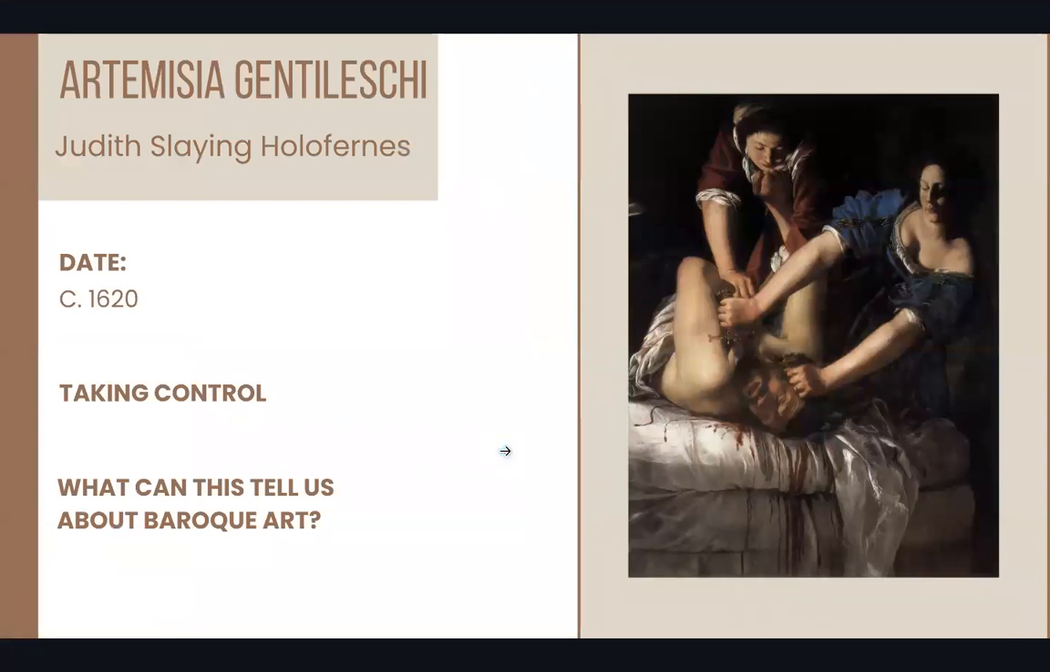So keeping with that discussion, we are going to talk about Artemisia's work, Judith Slaying Holofernes. She painted this in 1620, or around 1620. There are a few versions of this piece, actually. So you may see ones that look a little bit different. There's one in the Uffizi, which is this one, and there's one in a museum in Naples, which is on tour right now, or it was within recent years.